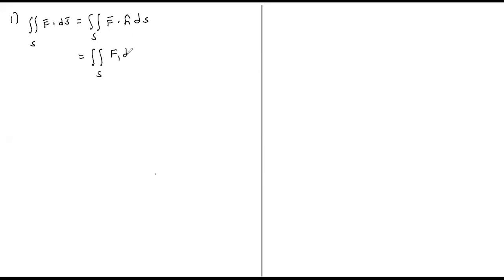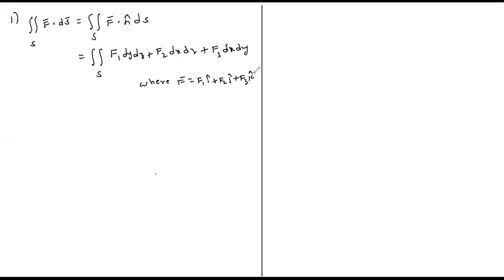f1 dy dz plus f2 dx dz plus f3 dx dy. Just like f bar dot dr bar is f1 dx plus f2 dy plus f3 dz, we have another equivalent form for the surface integral of f bar dot n bar ds: f1 dy dz plus f2 dx dz plus f3 dx dy, where f bar equals f1 i bar plus f2 j bar plus f3 k bar.